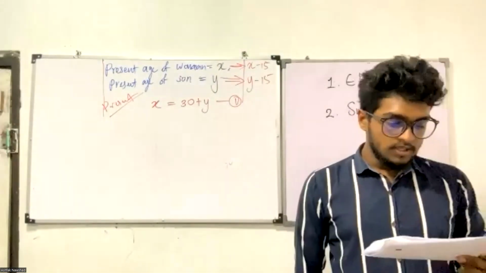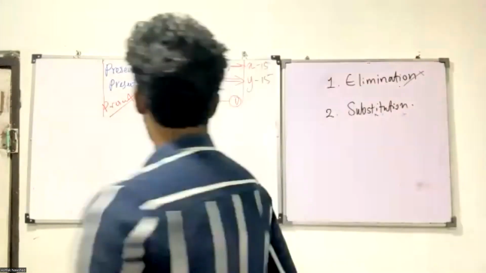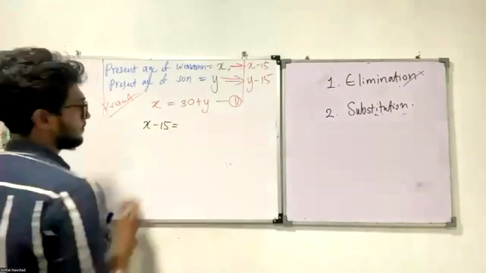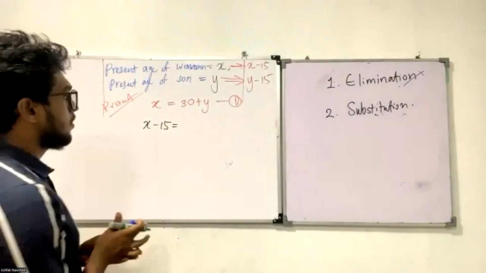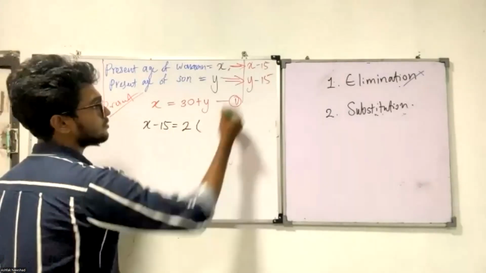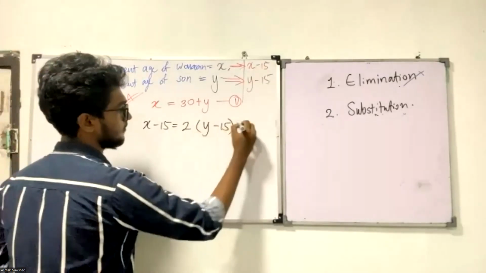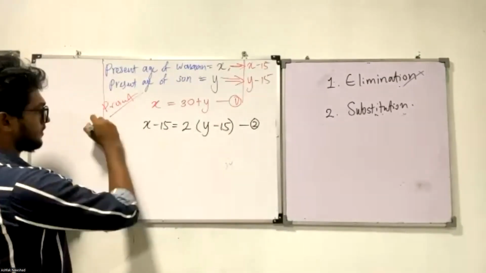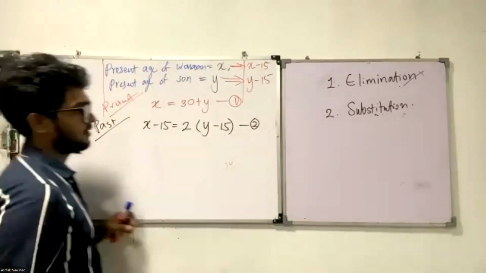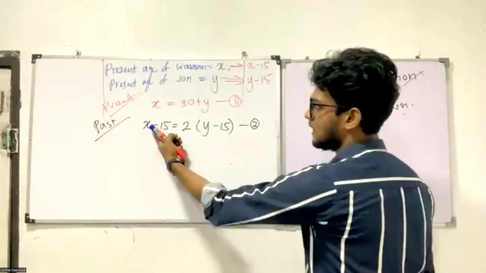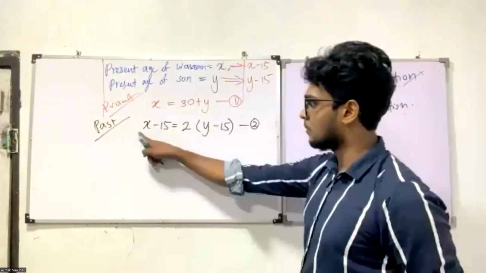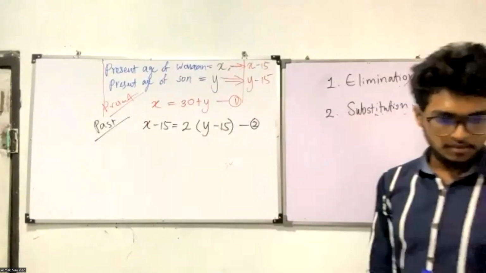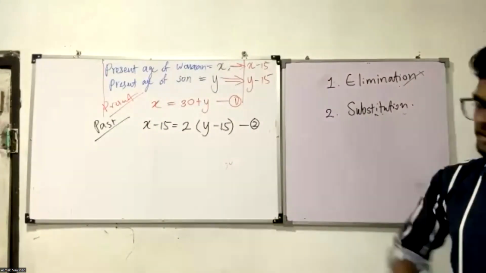15 years ago, she was twice as old. See, 15 years ago, the woman's age was two times the son's age. I can't use simply x and y because this is talk of the past. This is about the past, so the age is x minus 15. The woman's age is two times the son's age. Is this clear? Everybody let me know. The second equation.